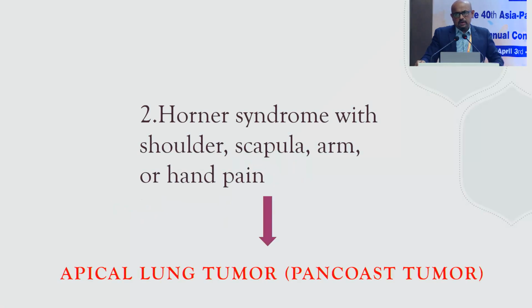So Horner syndrome, we will continue the discussion on Horner syndrome. That was about the pain. If a patient has Horner syndrome and complains of pain in the shoulder, scapula, arm or hand, you are looking at a Pancoast tumor, a tumor of the apex of the lung.